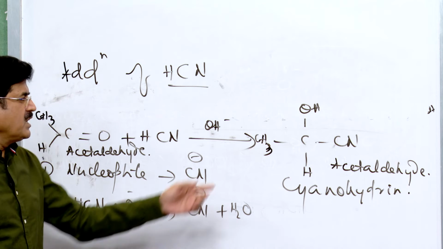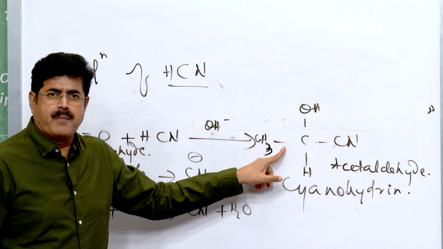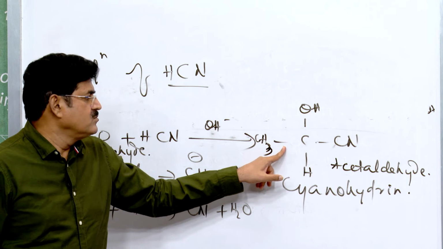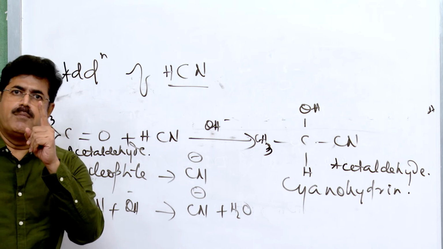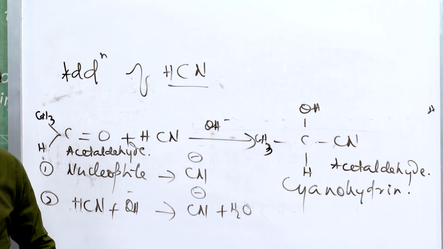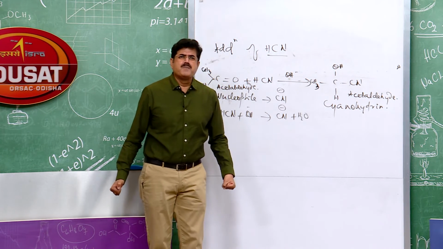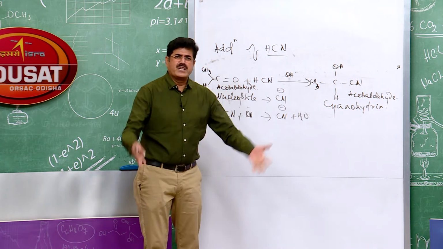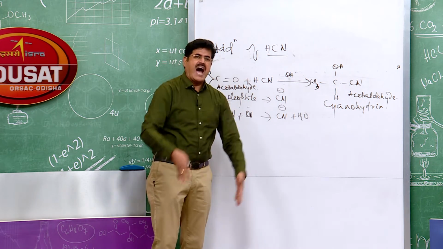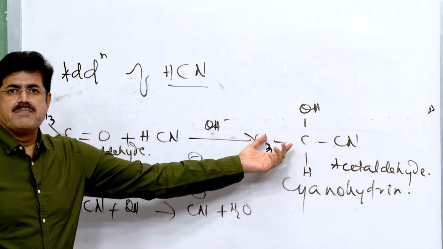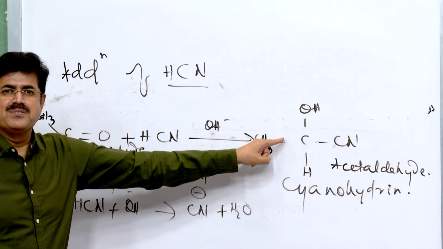Now the question comes, does it exhibit optical isomerism? We know that when a compound possesses one chiral carbon, it is always optically active. Now this acetaldehyde cyanohydrin has a chiral carbon, so it should be optically active. I mean it should rotate plane polarized light either towards left or towards right through a certain angle. But this compound is optically inactive.